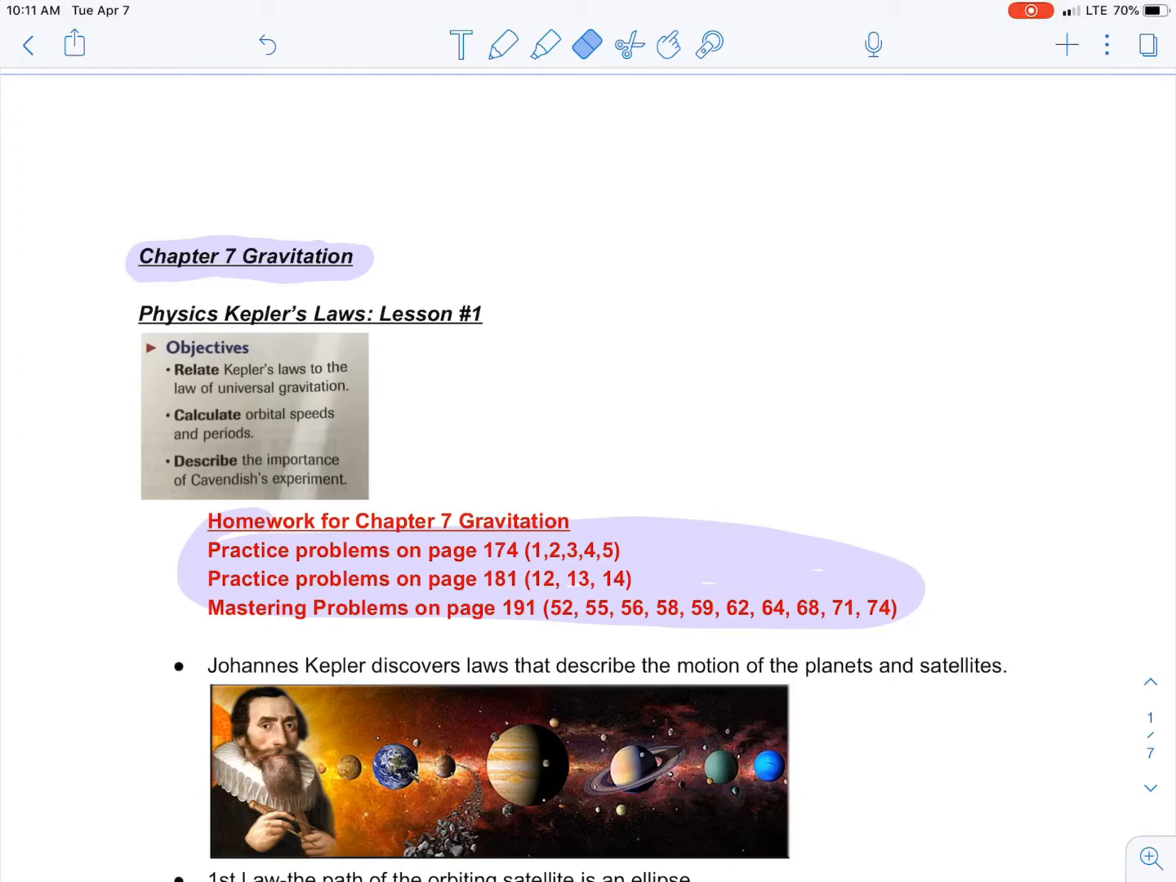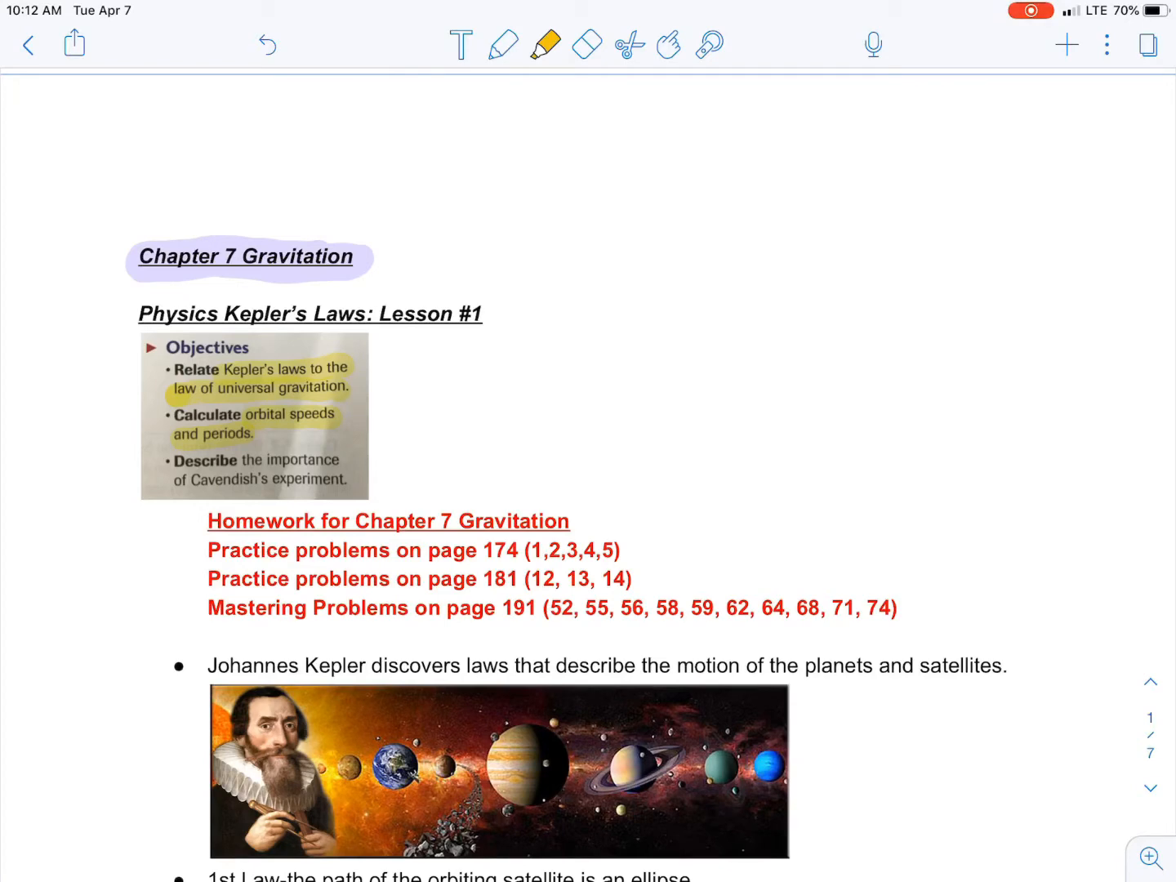It's kind of interesting. I know some people are really into space and that kind of thing, so you might really like this. In this chapter, we are going to talk about Kepler's laws, and then also Newton's universal gravitation. We're going to put those together and kind of change how things work. We're going to be able to calculate the speeds of things orbiting the Earth and the periods, which means the time it takes to get around.